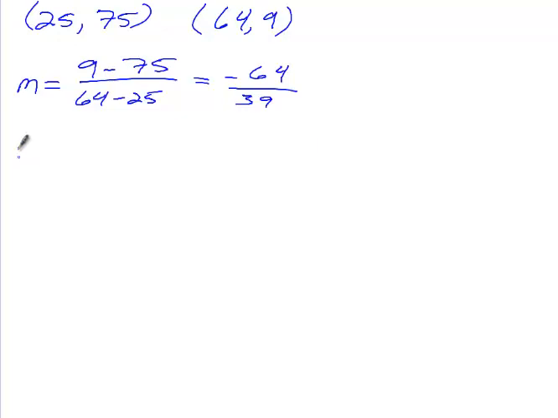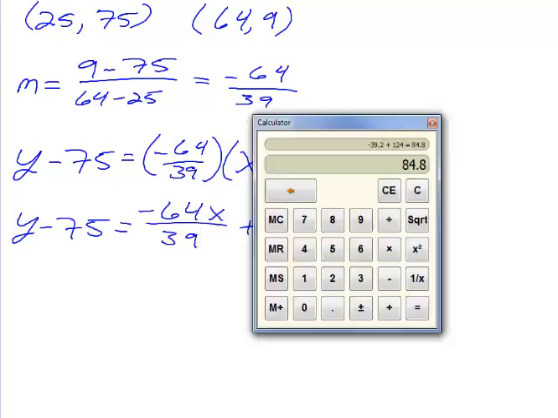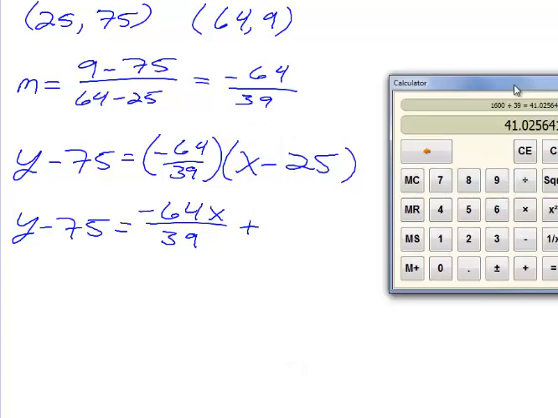So here's my m. It can't reduce, so I'm going to plug it into point slope form. So y minus 75 equals m times x minus x1. Everybody good with that? Yeah? I know a lot of people see the big fraction. Ooh! That's why they invented the calculator. So now we're going to distribute here. Get negative 64x over 39 plus 64 times 25 divided by 39 equals that.